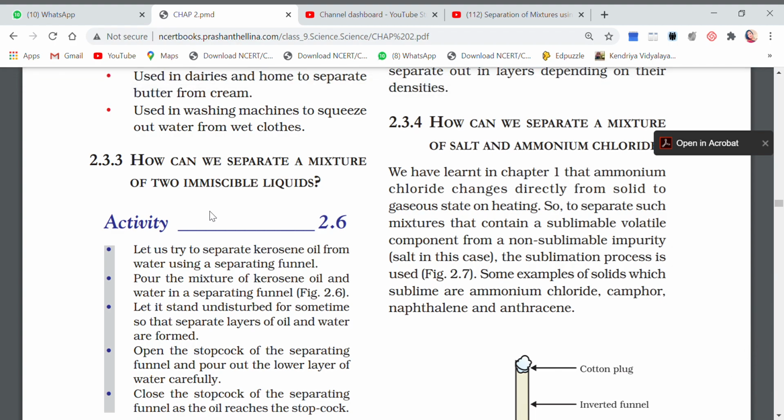But if I take the example of alcohol and water, both of them will mix, they will dissolve amongst themselves. So they are called miscible liquids. The liquids which mix together are called miscible liquids, and the liquids which do not mix or do not dissolve in one another are called immiscible liquids.